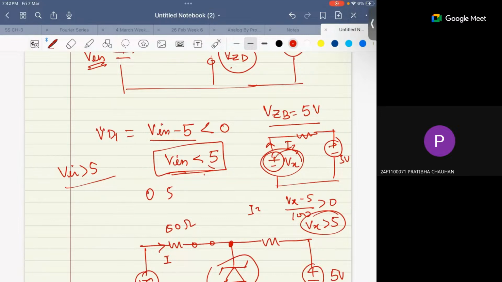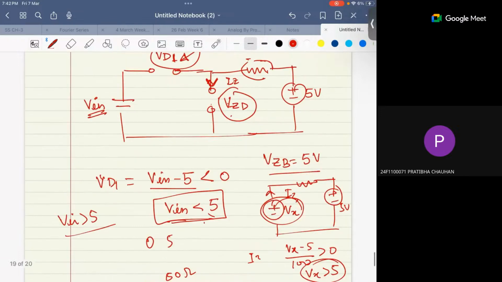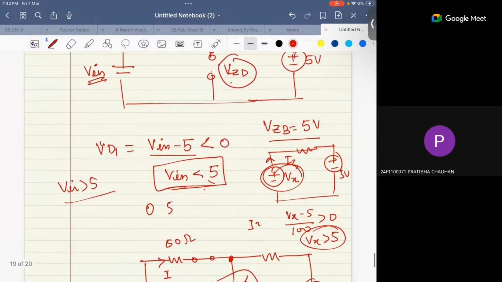Is it clear to everyone or not? So the first two, how we have assumed that the diode is off, and after which voltage the diode will be on. Clear?